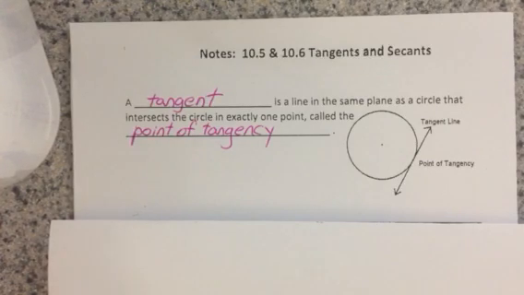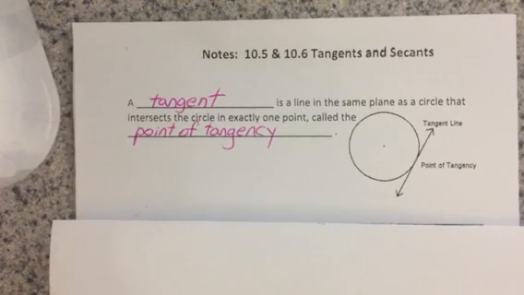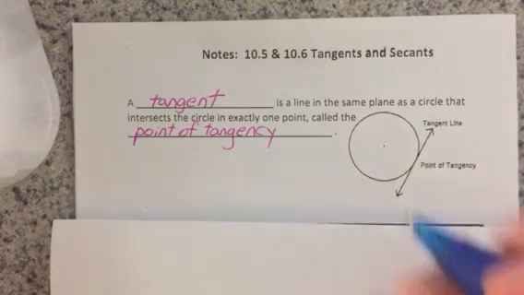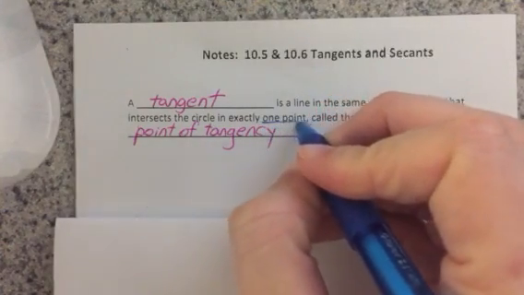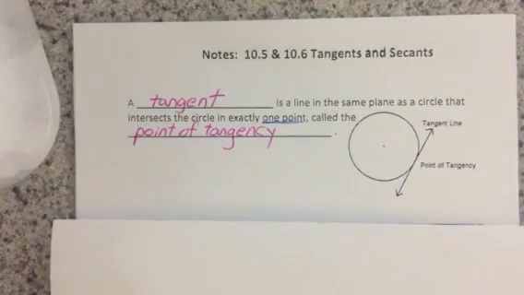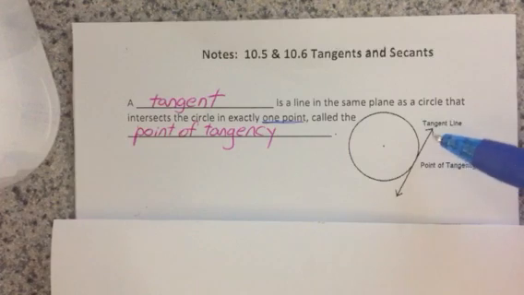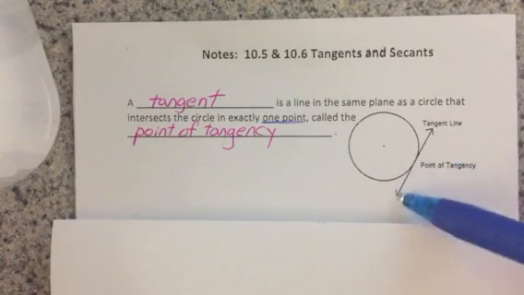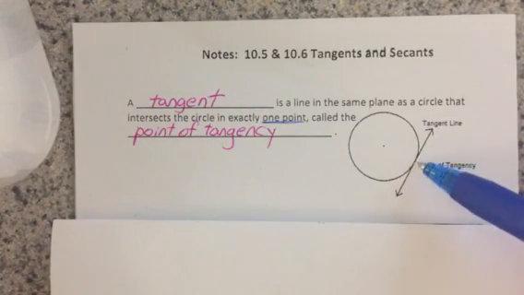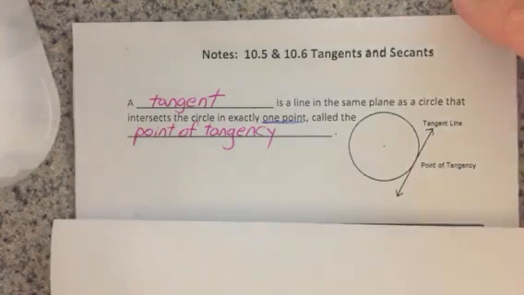So first of all, let's define what a tangent line is. A tangent is a line in the same plane as a circle that intersects the circle in exactly 1 point. You could even underline that, 1 point. And we call that point the point of tangency. So here's our circle over here. This would be our tangent line, and where it meets at that 1 point is called our point of tangency.